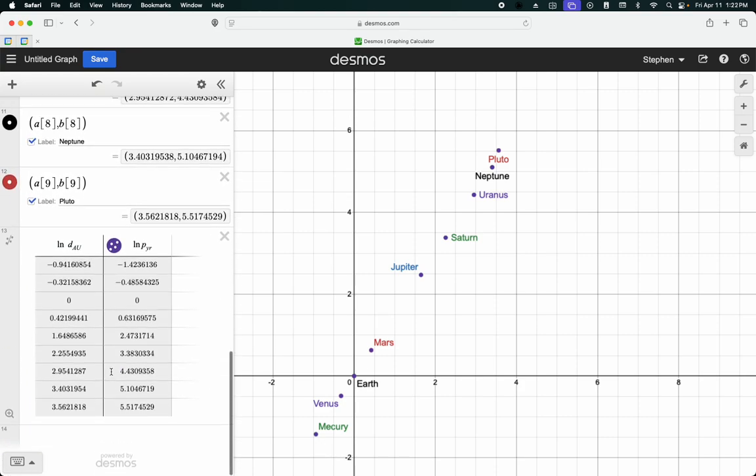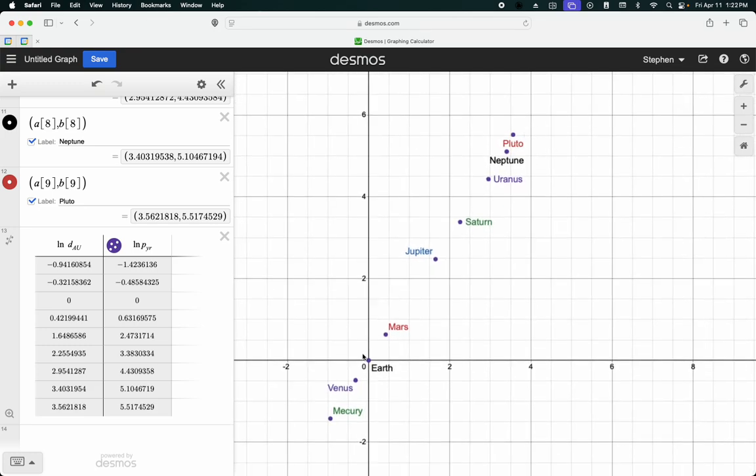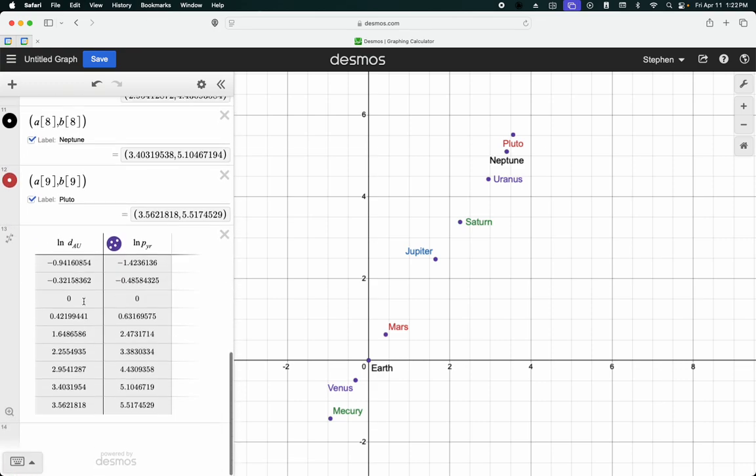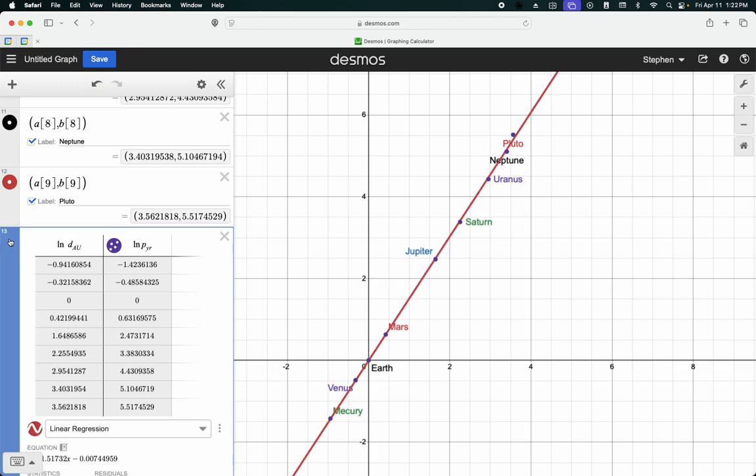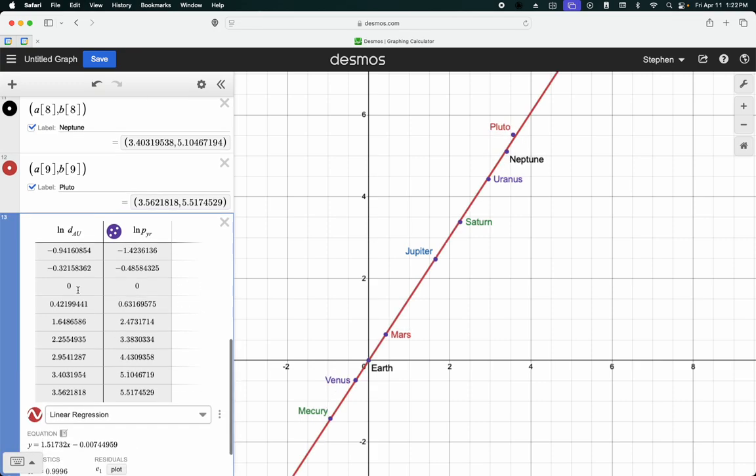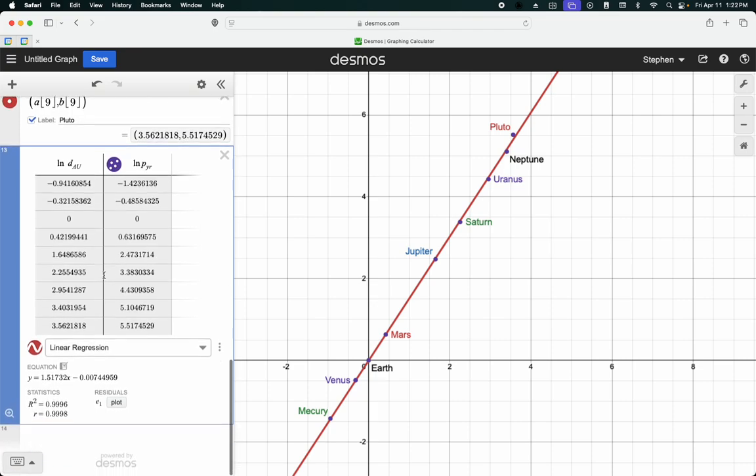I'm going to use Desmos to calculate a linear regression of this line. To do that, I'm going to come over here to the left of my log data table, not my first data table, but my log data table, and I'm going to click on this button, which is add regression. Over here to the left of my data table, there was a button called add regression. Oh yeah, I see it.